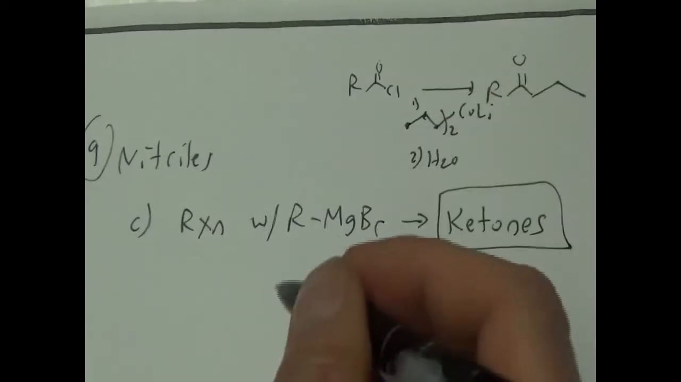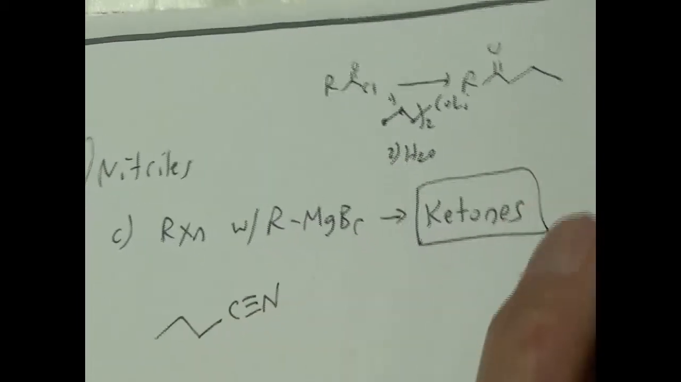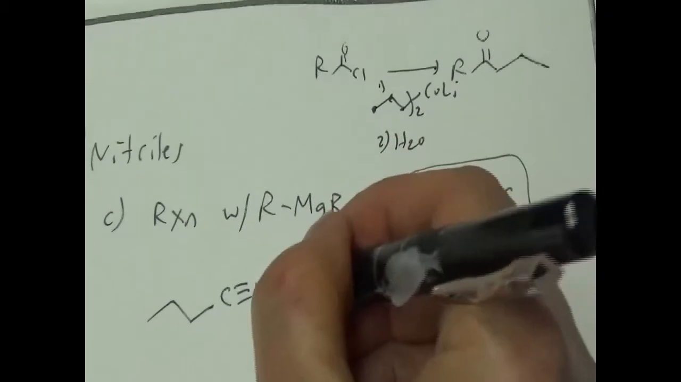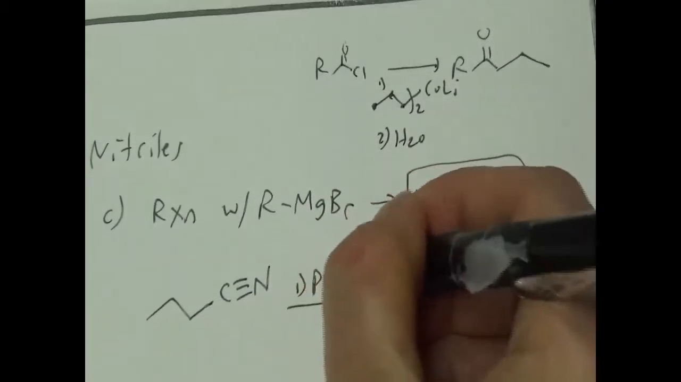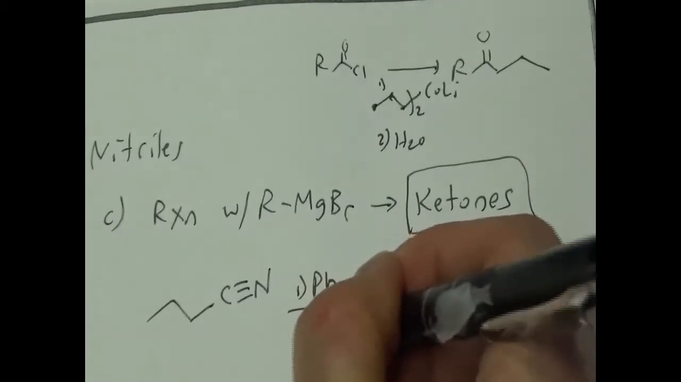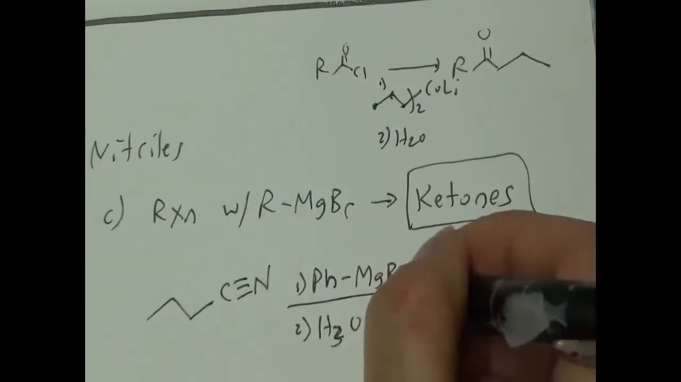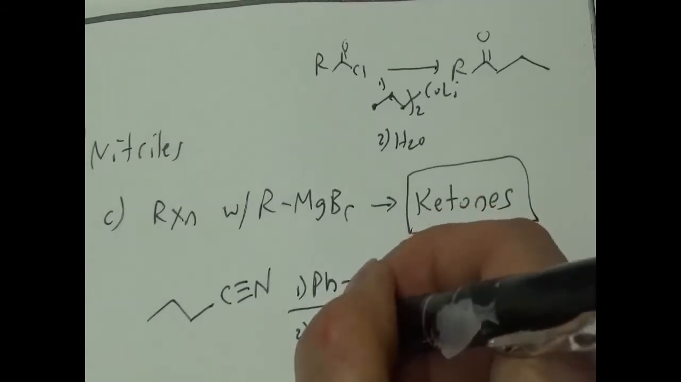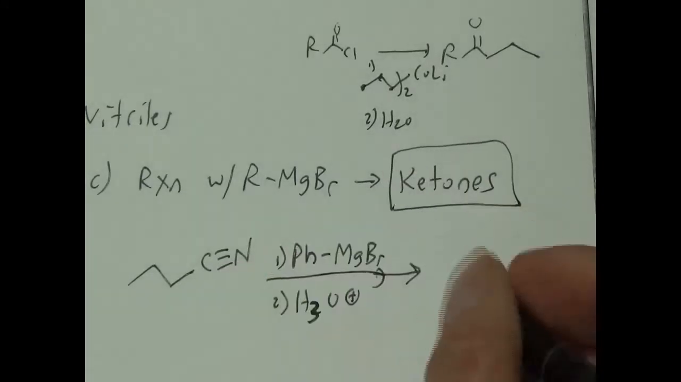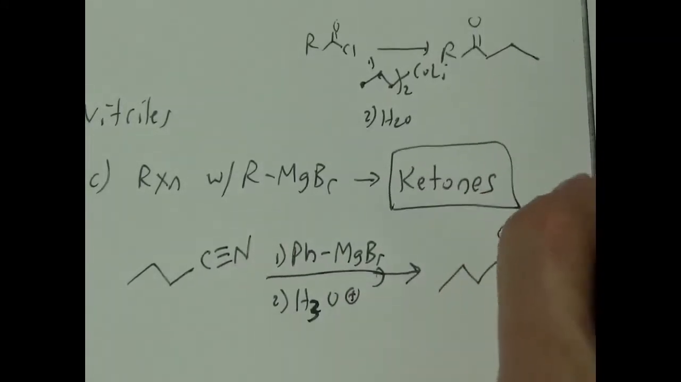Okay, so let's just show how it works. Here's a silly nitrile, and we're going to react it with the Grignard, like phenyl Grignard. This is a nice easy one. And then some kind of water or acid, second step, H3O+. And net result is you get a ketone out. So we have our 4 carbons, and then we have a ketone, and then in this case phenyl.